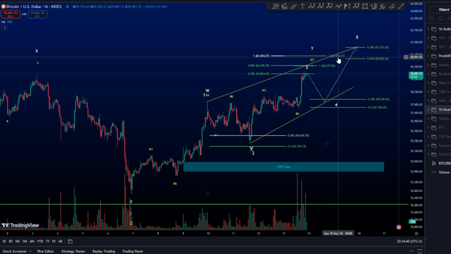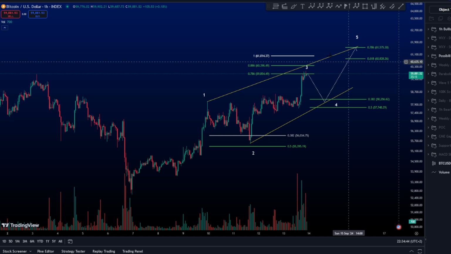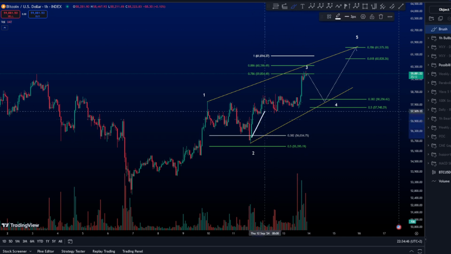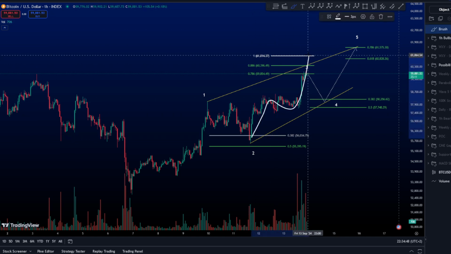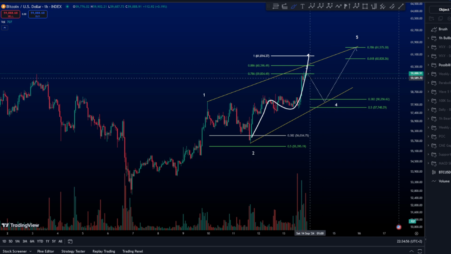So this is your wave Y as well here, right, with the 1-to-1. If this wave hits the 1-to-1 and even a little bit higher, it means invalidation. We are in the bearish scenario, and we're going to see movement towards the downside.